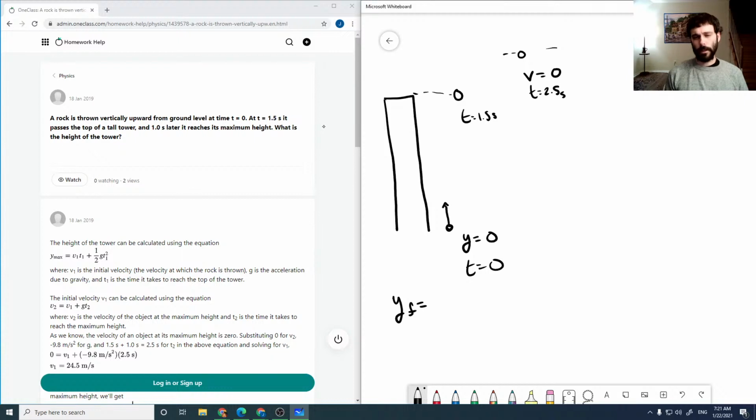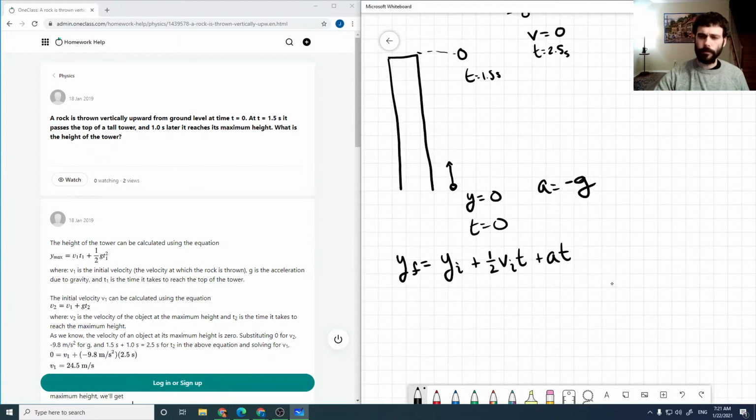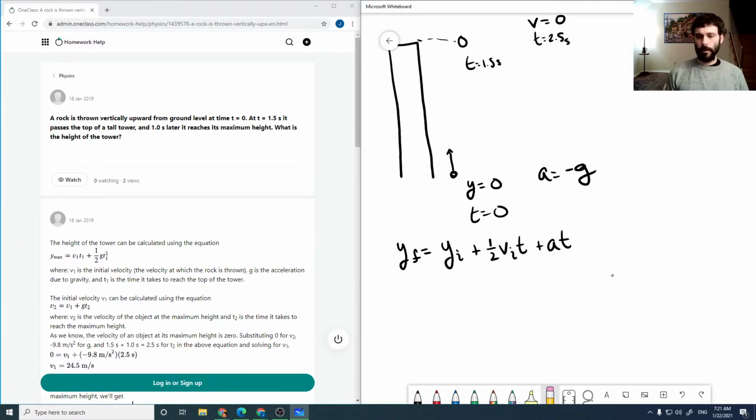So we can look at some of our kinematic equations here. Our y_f is our y_i plus v_i t plus a half a t squared. Our acceleration is always going to be gravity, so minus g. So we have that. We don't have our velocity.